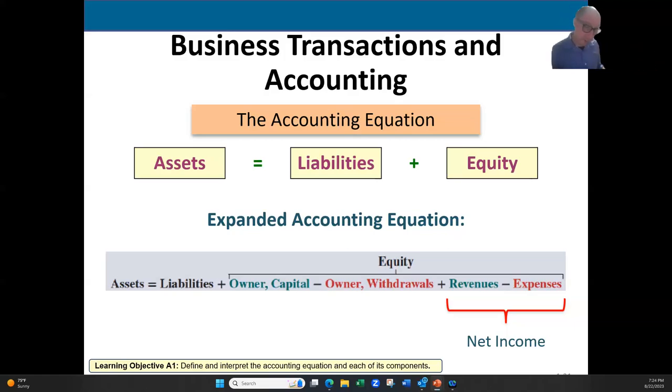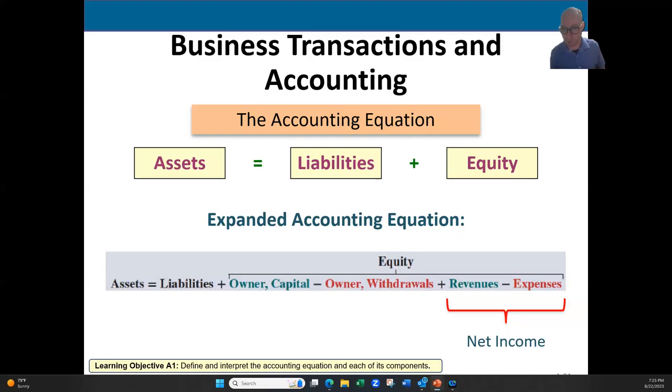Okay? I can purchase things like equipment, machinery, a building, a vehicle, inventory. These are all things I can purchase with cash. That's why cash is considered an asset. I can use that cash to expand the business. I can use that cash to operate the business. That's why cash is an asset account.